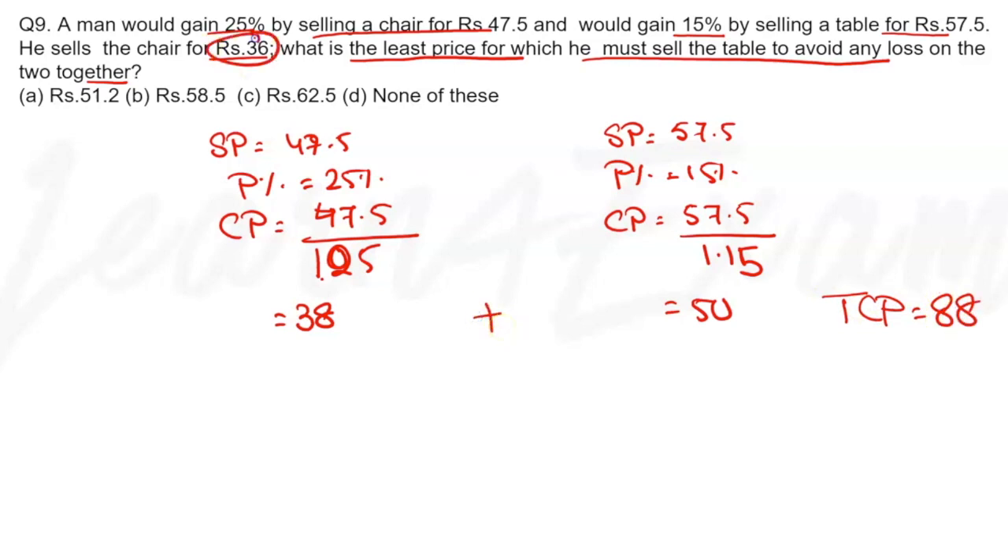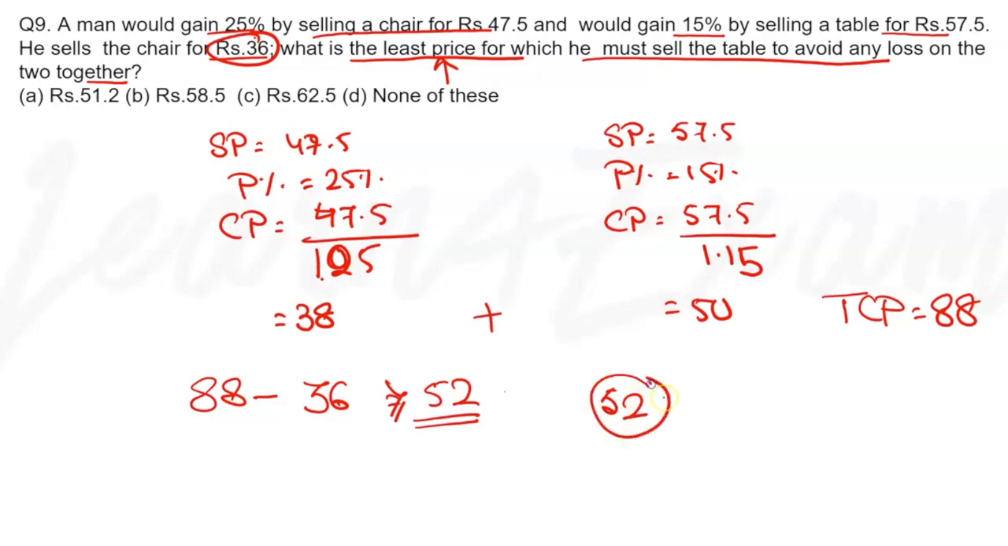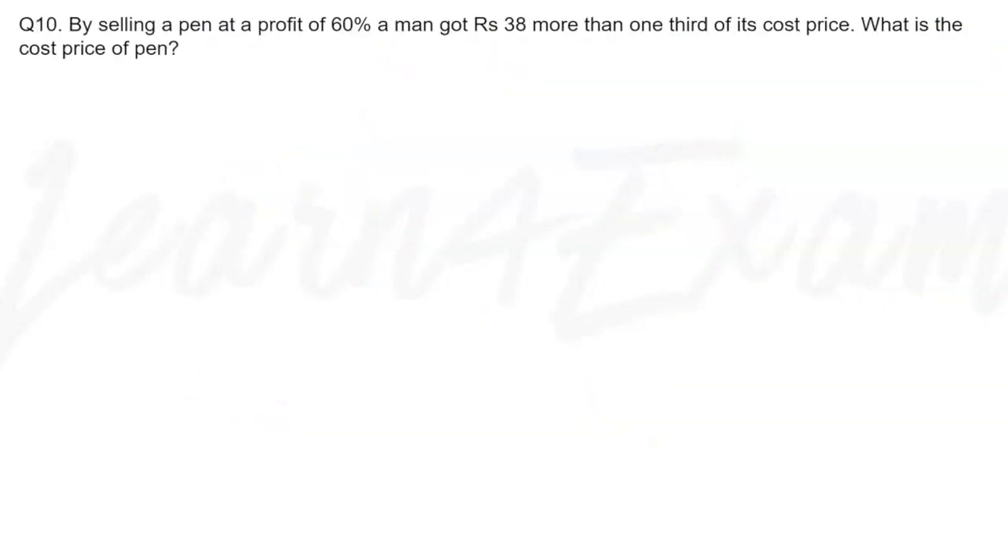Now I am already selling the chair for rupees 36, right? And I need to find out, if I don't want to make any loss or profit, what amount do I need to sell the table for. So from this 88, 36 is already out, so 52 rupees is remaining, right? Anything greater than or equal to 52 will make sure that I'm not making any loss. So what is the minimum amount? The minimum amount is rupees 52. I need to sell the table at least for rupees 52, and thus option D, I'm sorry, is the right answer for this question. Let's move on to the last question for today.